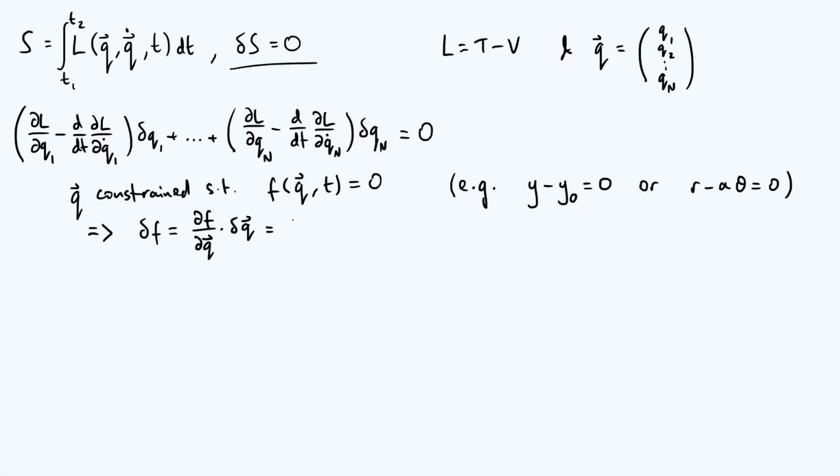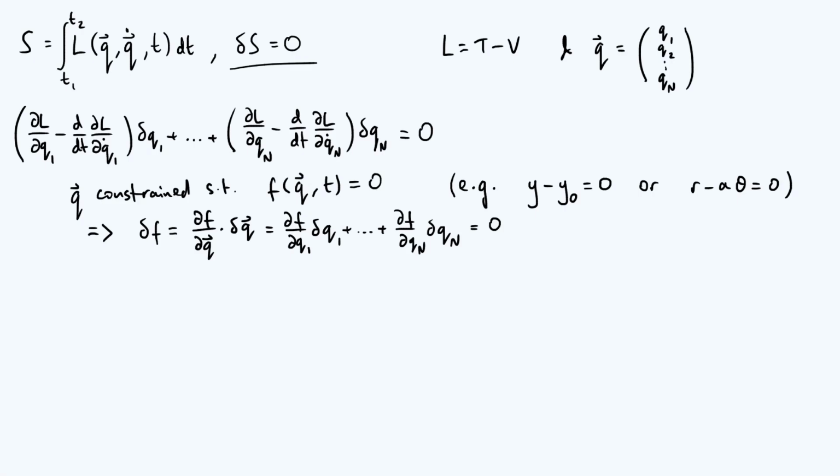And again, if we just expand out some of those terms to get an idea of what that actually means, it's df by dq1 times delta q1 plus a whole bunch of terms all the way up to df by dqn times delta qn. And because your function has a constant value which happens to be 0, any change in that function also has to be 0, right? So we now have this additional constraint which restricts the possible delta q's that we're allowed to make.